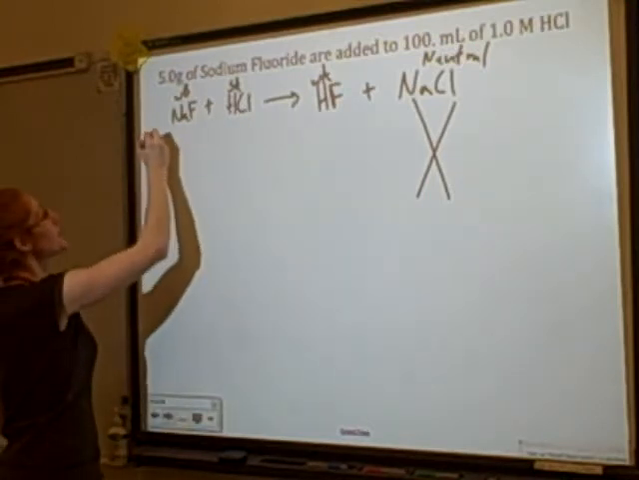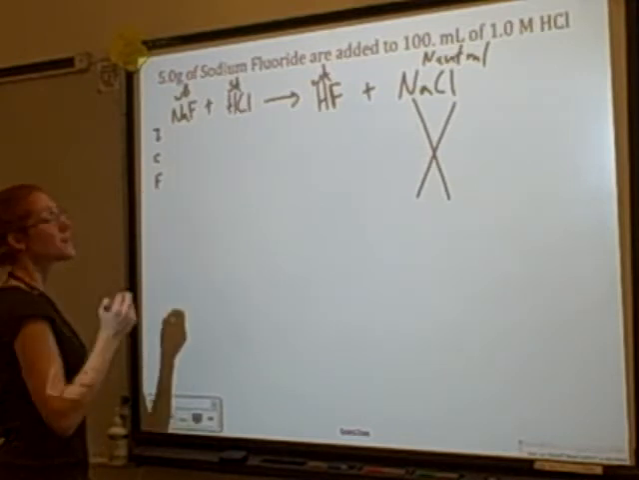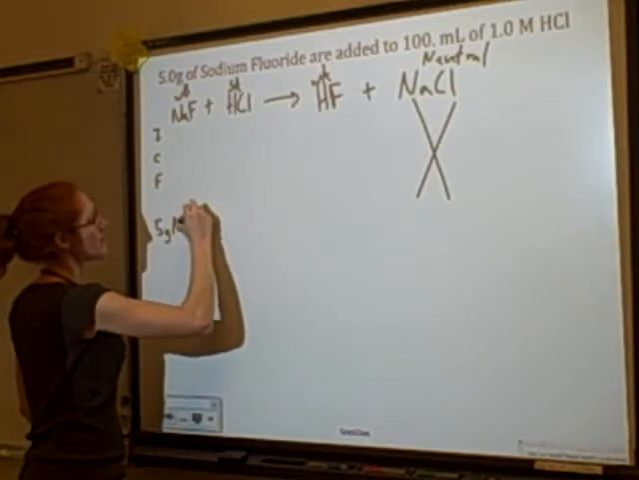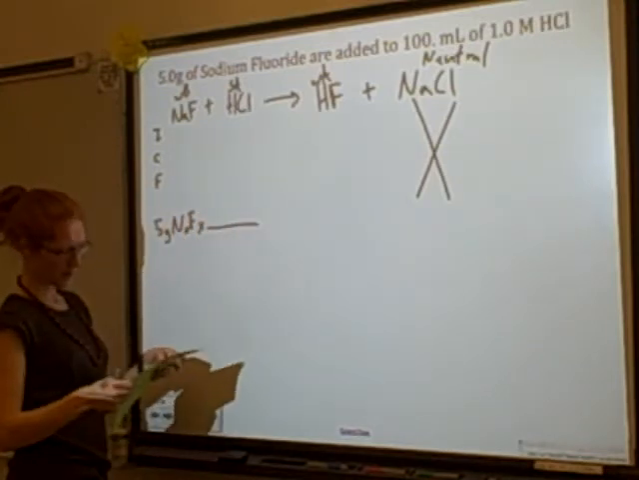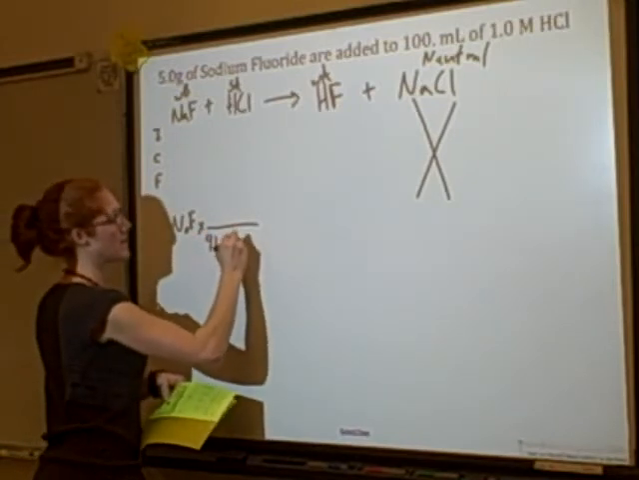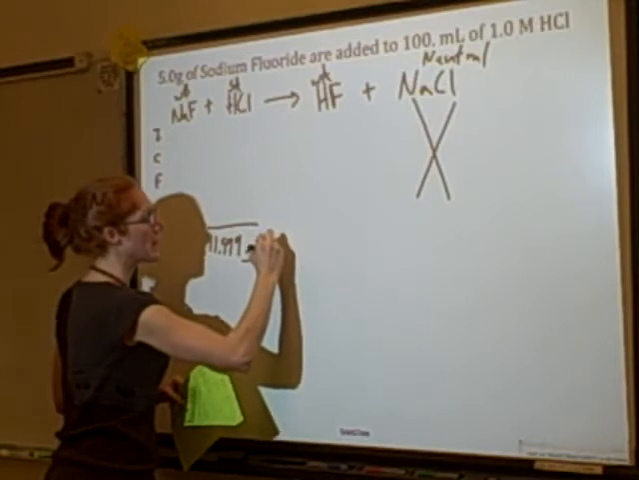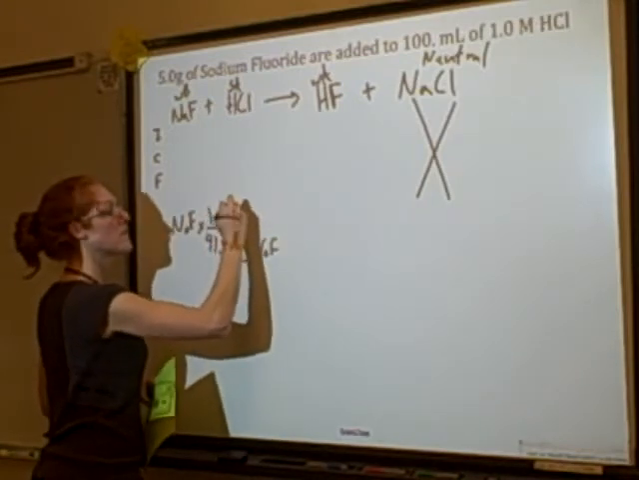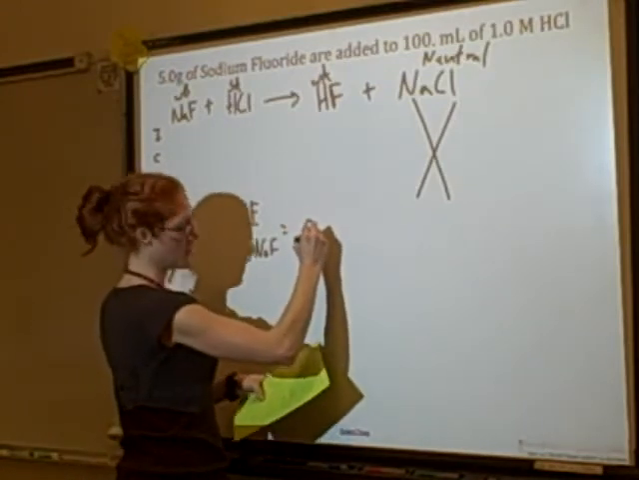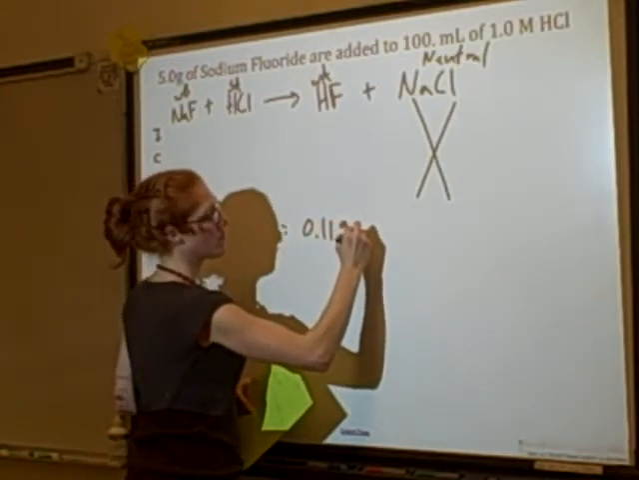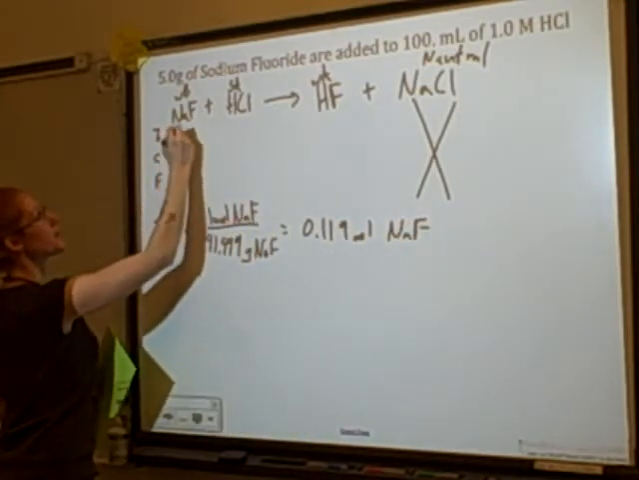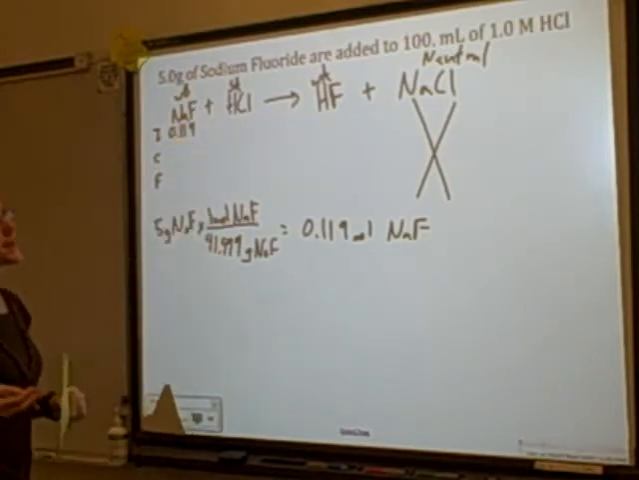I have initial, change, final. Let's find out how many moles I have. I have 5 grams of NaF. And the molar mass of sodium fluoride is 41.999 grams of sodium fluoride for every 1 mole. And from that, I find out that I have 0.119 moles of NaF. So that's going to go here, 0.119, and I'll find out about the hydrochloric acid.